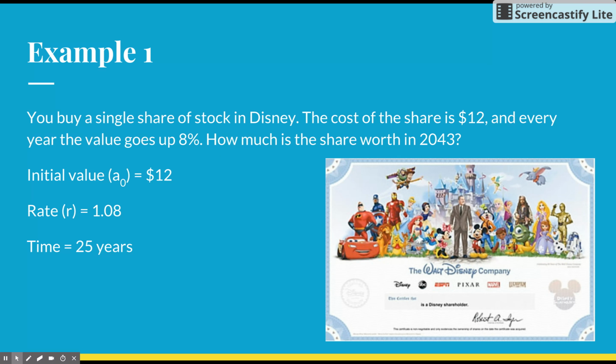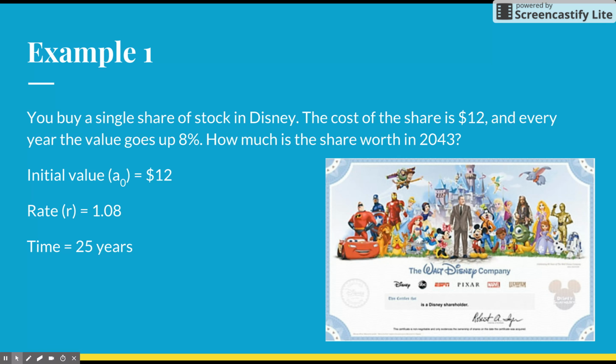So say you buy a single share of stock in Disney. The cost of the share is $12, and every year the value goes up 8%. How much is the share worth in 2043? So first of all, it's 2018. That's 2043. You realize that it's 25 years. So we know that we'll hold this share of stock for 25 years.